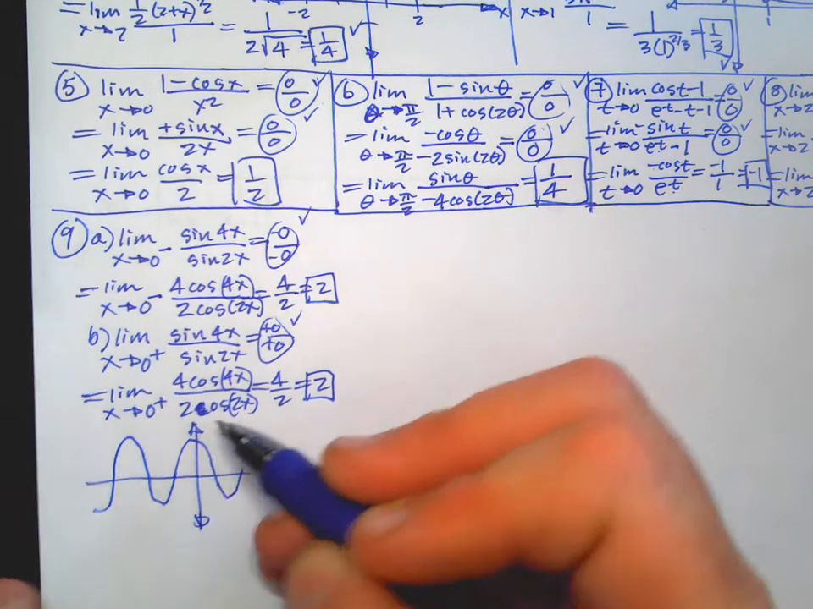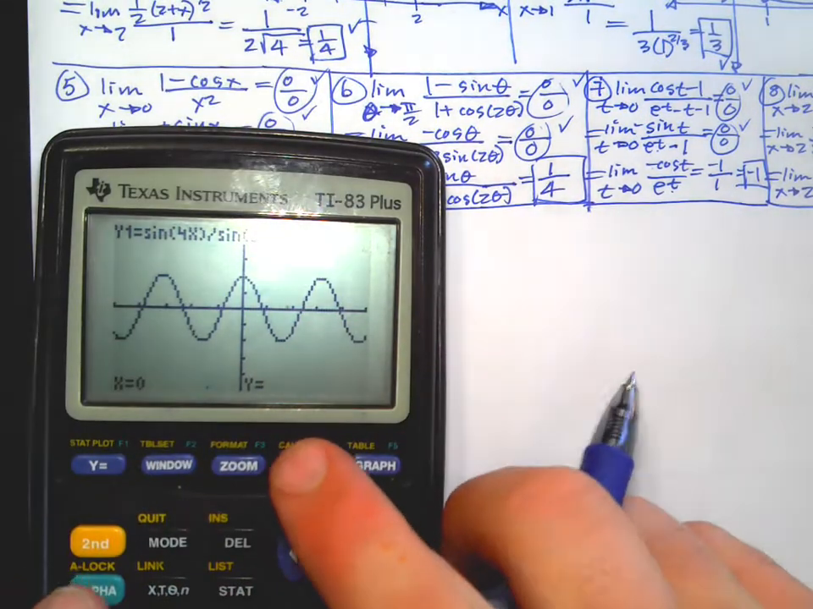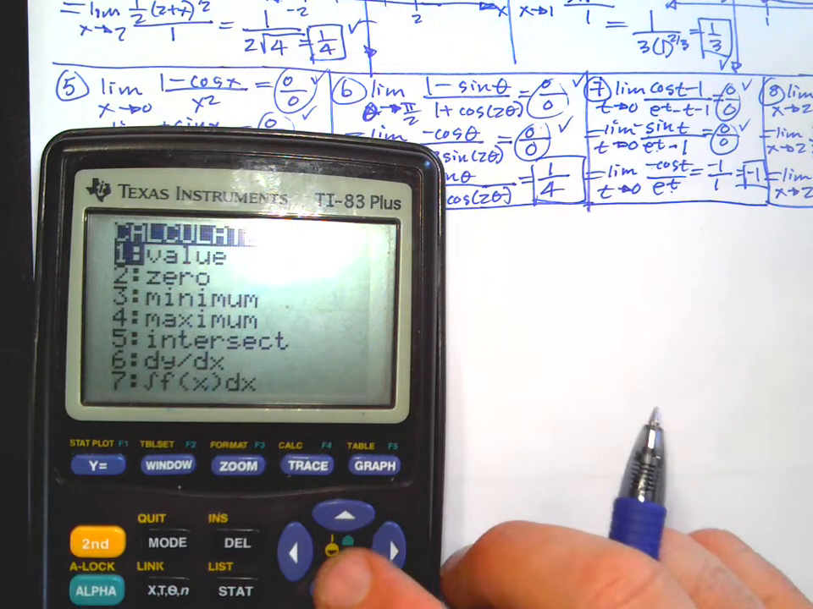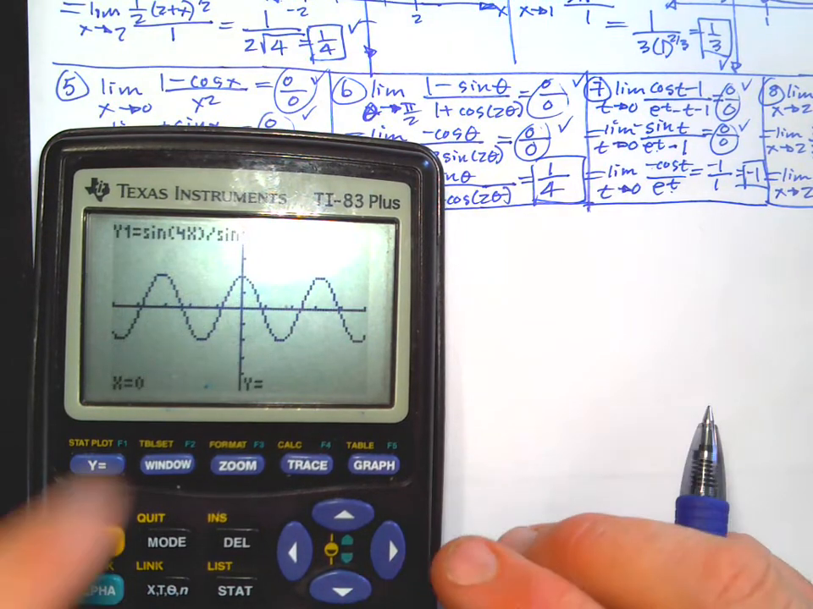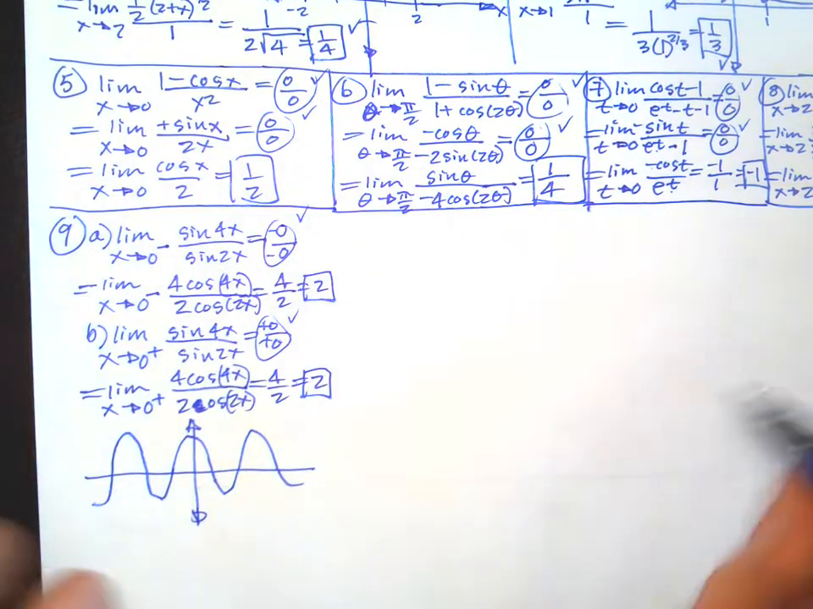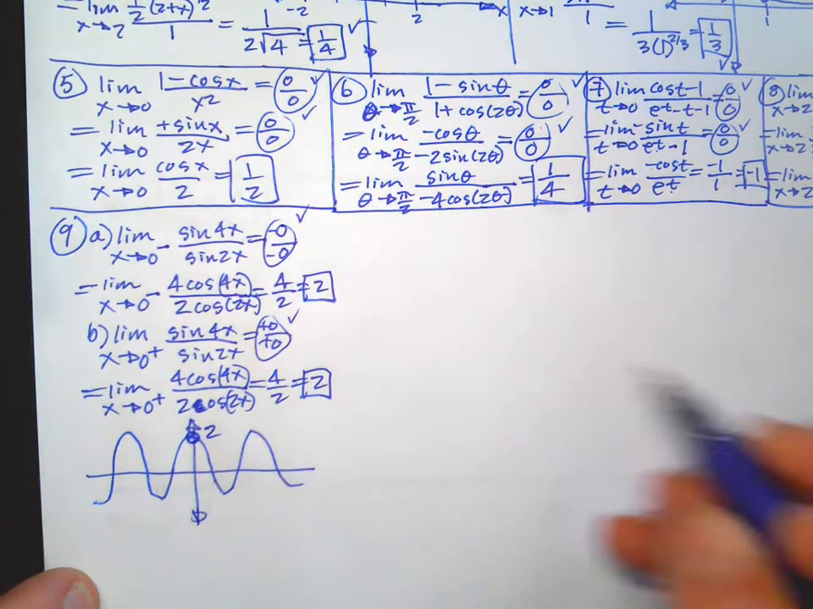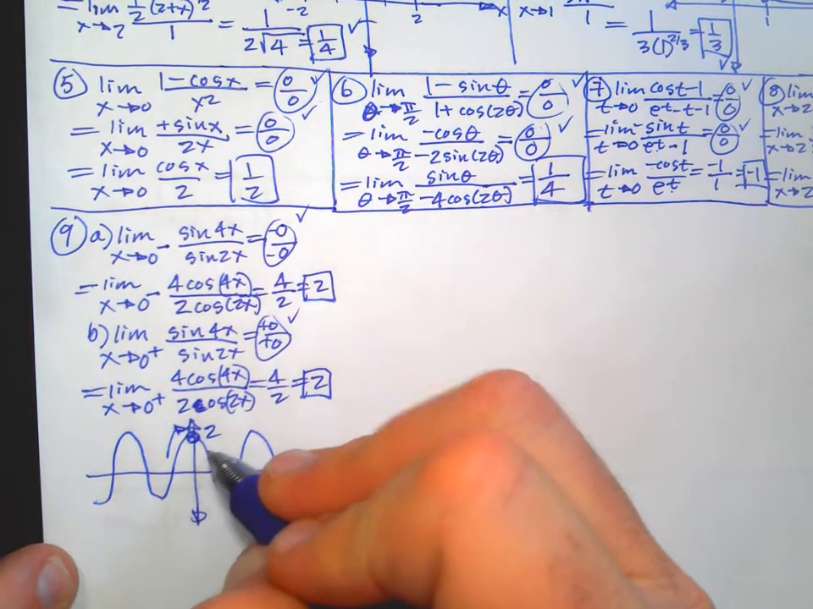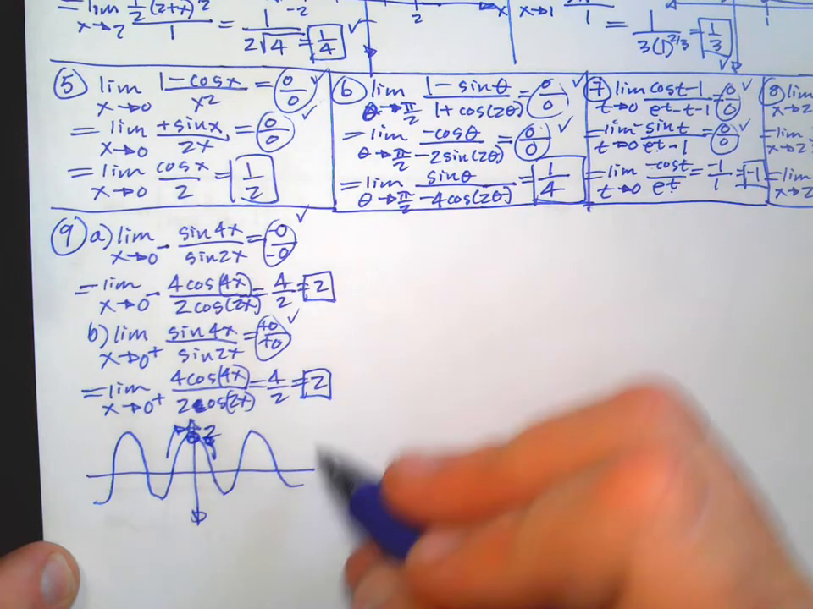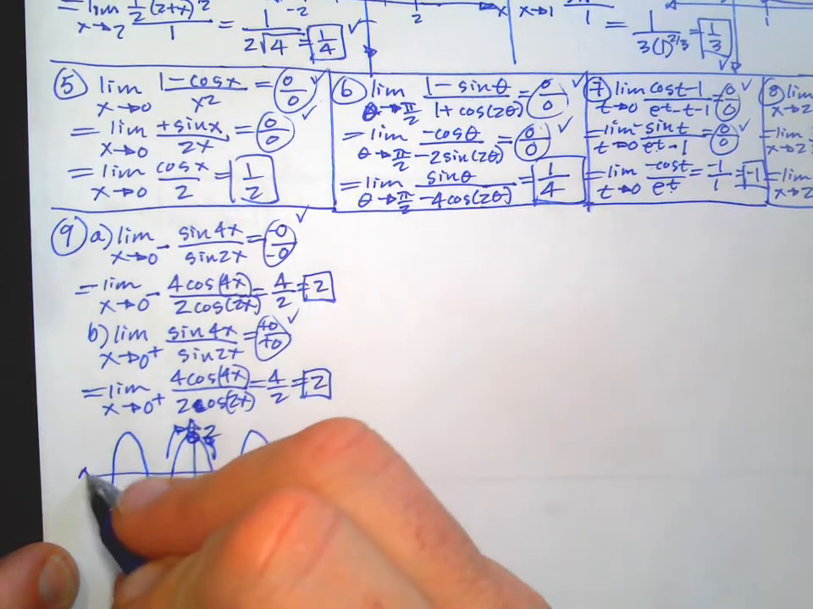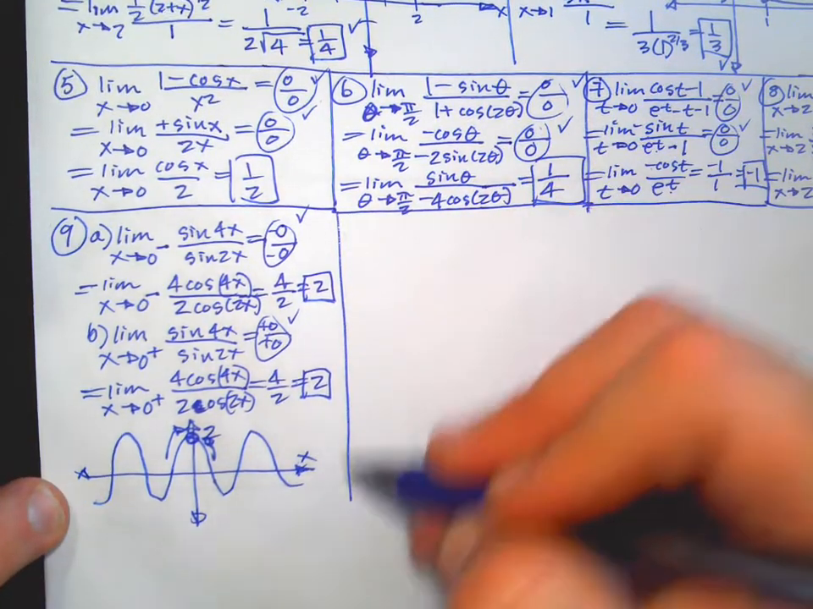And if we calculate the value at x equals 0, it is nothing. There's a hole here inside 2, so that from both sides, it does appear to be approaching that. So that's our graph to support our answer.